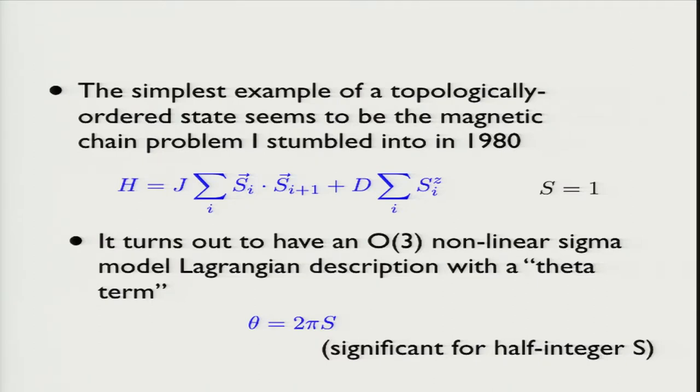But I was going to say the simplest example, since toy models play an incredibly useful role in understanding things. The simplest example of a topologically ordered state seems to be this magnetic problem that I accidentally stumbled into in 1980 and somehow made my career after that, because it turned out to be the first of the non-trivial topological states to be explicitly found.